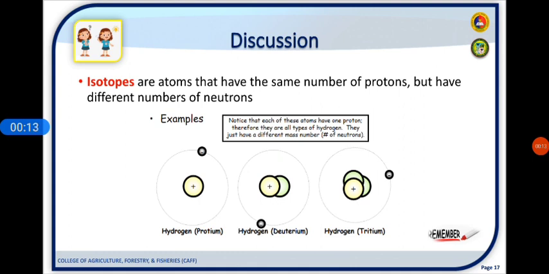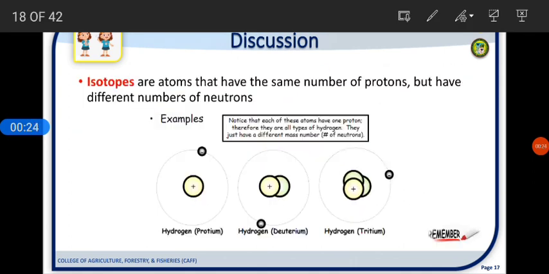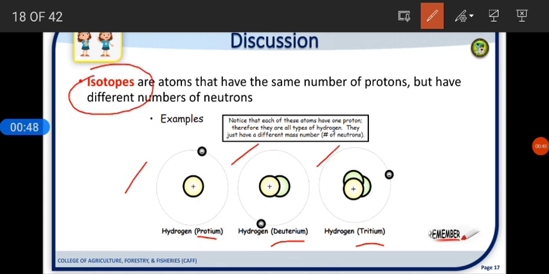Say, for example, we have 3 atoms of hydrogen. What have you observed? The first hydrogen is called protium. The second hydrogen is deuterium. And the third hydrogen is called tritium. Why? They belong to the same element, but what makes them different? These 3 hydrogen atoms are isotopes of the hydrogen element.